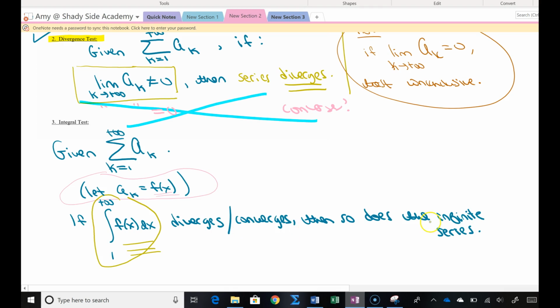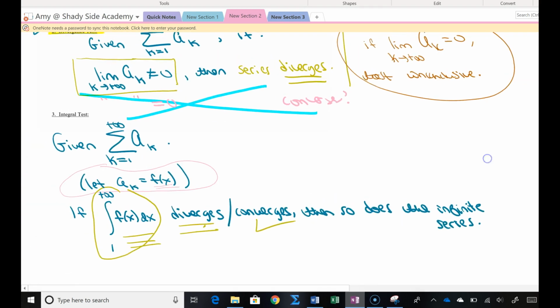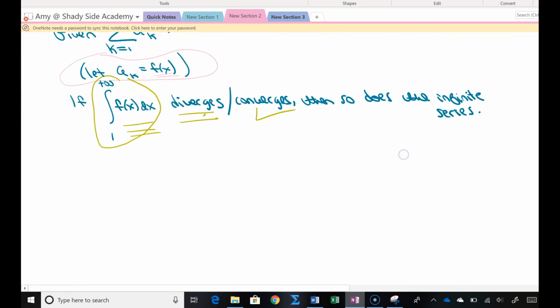So this may look confusing, but just look what I said here. If you have an infinite series, by evaluating the corresponding improper integral, it will behave just like the infinite series does. So if the improper integral diverges, so does the series. If the improper integral converges, so does the infinite series. So let's take a look at that series from above, the harmonic series, and let's try and apply the integral test. So the harmonic series was asking to determine whether this series right here converges or diverges.